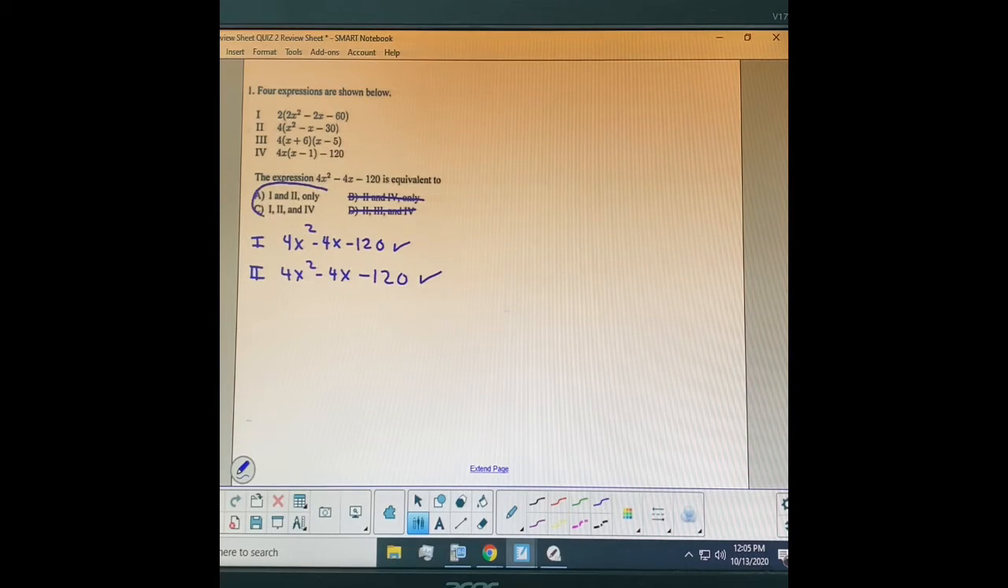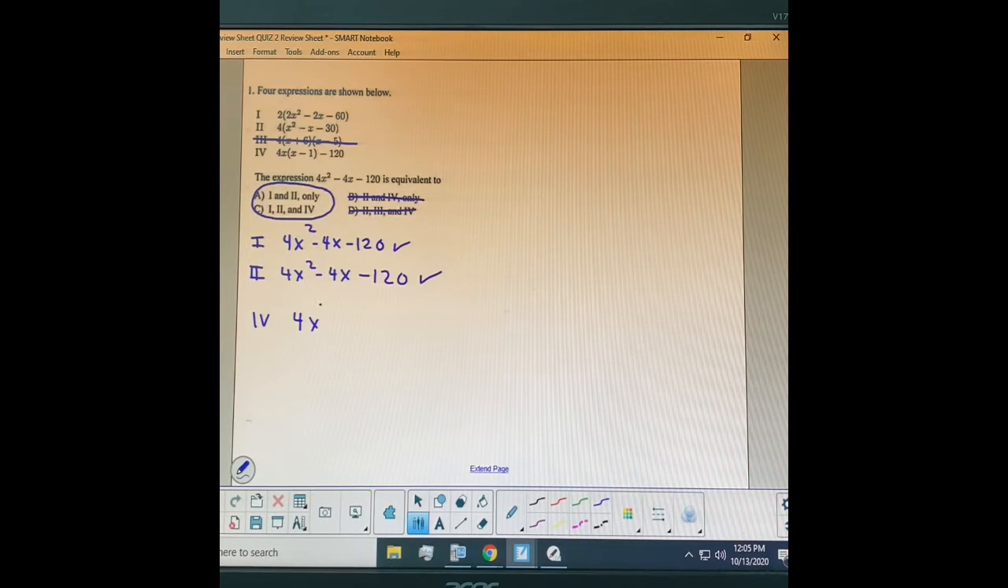So right now I can eliminate B and D. So I'm going to just do choice 4, which turns out to be 4x squared minus 4x minus 120. So the answer is choice C. 1 and 2 and 4 are equivalent.